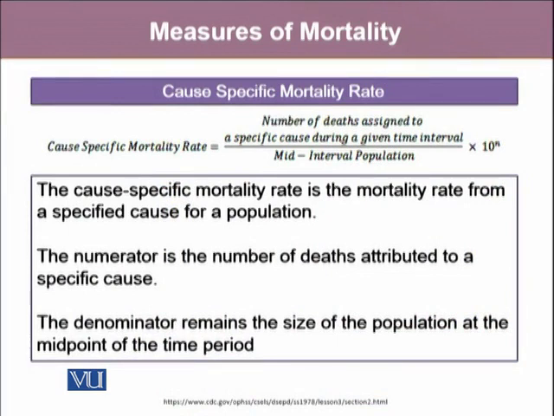The other measure is cause-specific mortality rate, which talks about a specific cause. All the deaths that are attributed to some specific cause go into the numerator, and the denominator will be the mid-interval population.